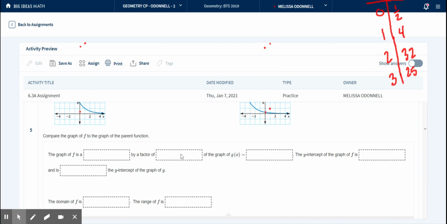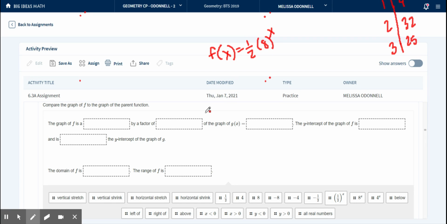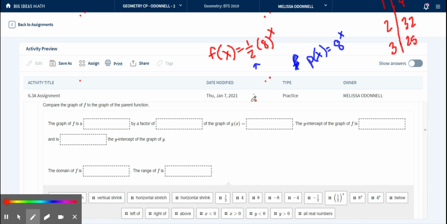And then I'm going to come down and it says compare the graph of f to the graph of the parent function. So f is the graph that they gave us, f of x is equal to 1/2 times 8 to the power of x, right? Well, they didn't really tell us the parent function, but we know that the parent function just doesn't have that 1/2. It doesn't have any of the transformations. So our parent function, which we're going to call p of x, is equal to 8 to the power of x. Okay, so I know those are the two graphs I'm comparing.